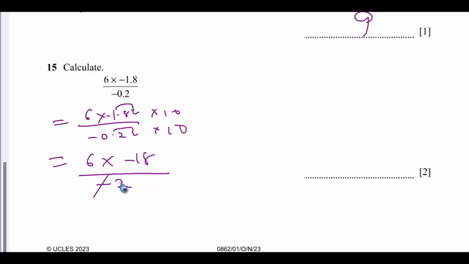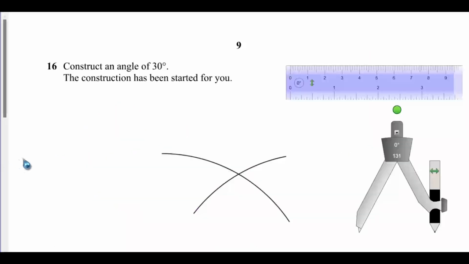Okay, so negative sign will cancel out negative sign. 2 goes in 2 once, 2 goes in 18 9 times. So I have 6 times 9 left. That will be 54. Okay, so there are many approaches to this. It depends on what you could see there.